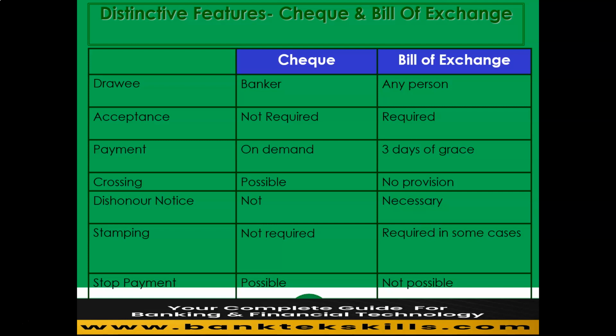Dishonor notice cannot be given in a check. A bill of exchange is presented to the buyer. If he refuses, then dishonor notice has to be given. Stamping not required for a check, and required in some cases for a bill of exchange. Stop payment possible: you can stop a check but it is not possible in a bill of exchange. If it is drawn, then the buyer has to make the payment, right?